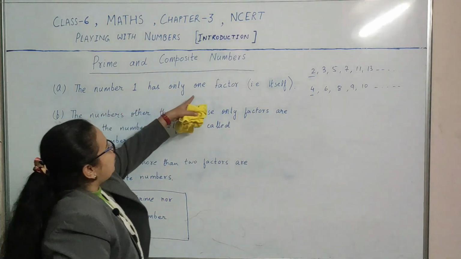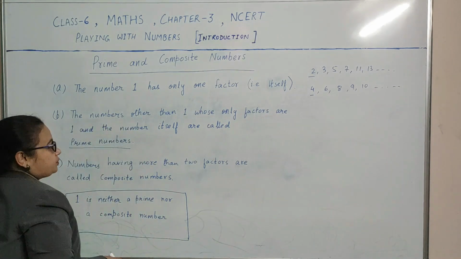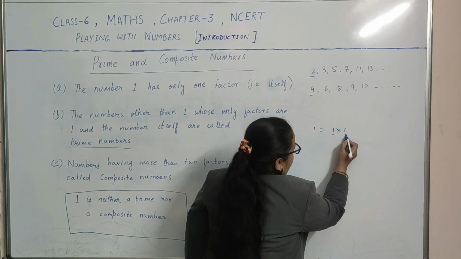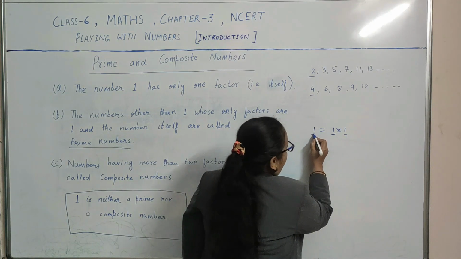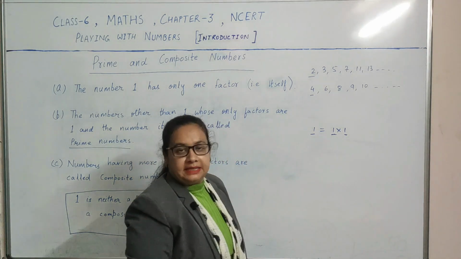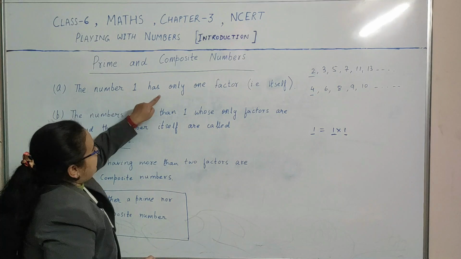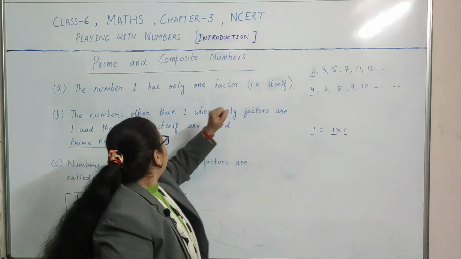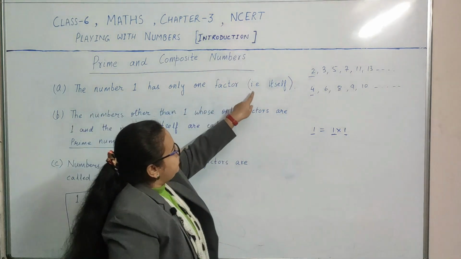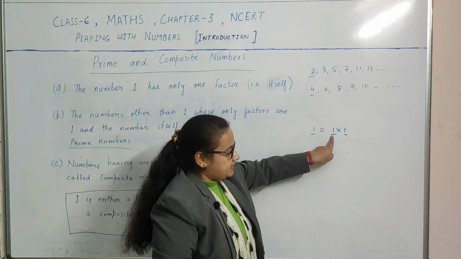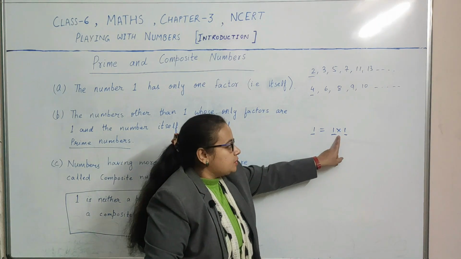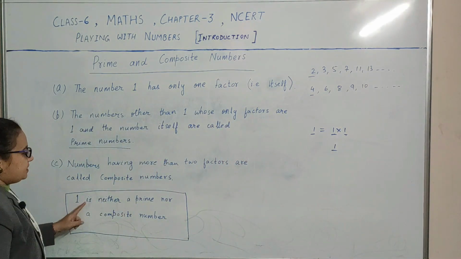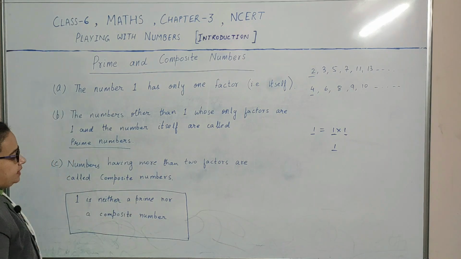And what about 1? See, the number 1 has only 1 factor. Why? Because 1 can be represented as a product of 1 and 1, right? So 1 has only 1 factor, that is the number itself. I.e., that is. So the number 1 has only 1 factor, that is itself. 1 can be represented as 1 multiplied by 1. So 1 has only 1 factor, that is 1. So 1 is neither a prime nor a composite number. Understood?